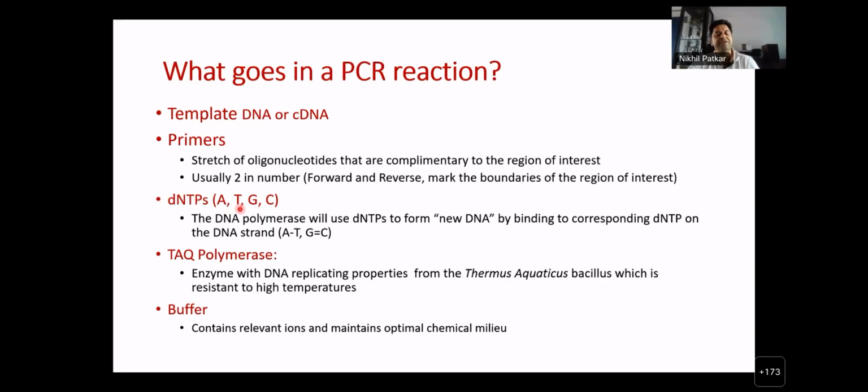And you also have dNTPs, such as A, T, G, C, which are used to form new DNA by putting these dNTPs ahead of the primers. You also have Taq polymerase, which is the enzyme with DNA replicating properties, which is resistant to high temperatures and uses these dNTPs to synthesize the new DNA in the PCR reaction, and you have buffers.